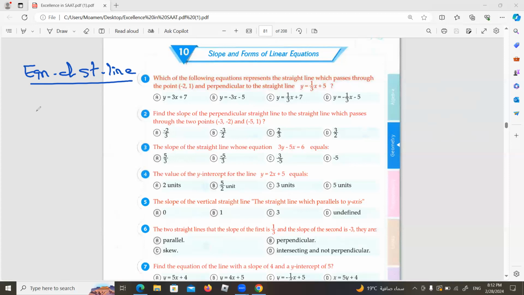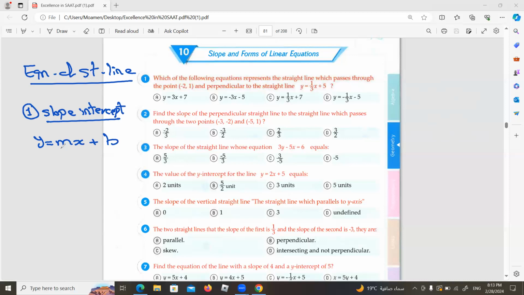And we have 3 forms for the straight line equation. The first form is called the slope-intercept form. In the slope-intercept form, we have y equals mx plus b.